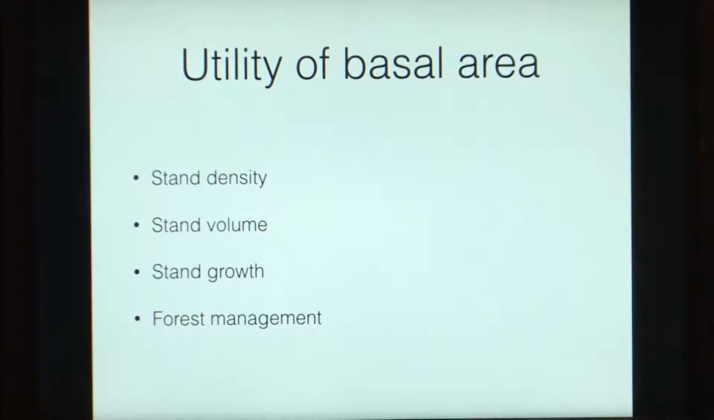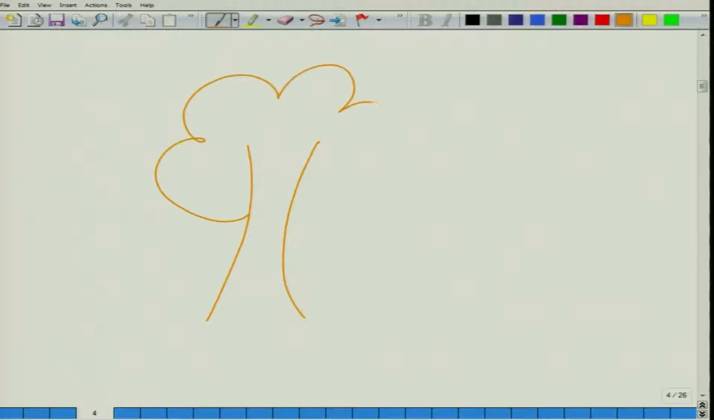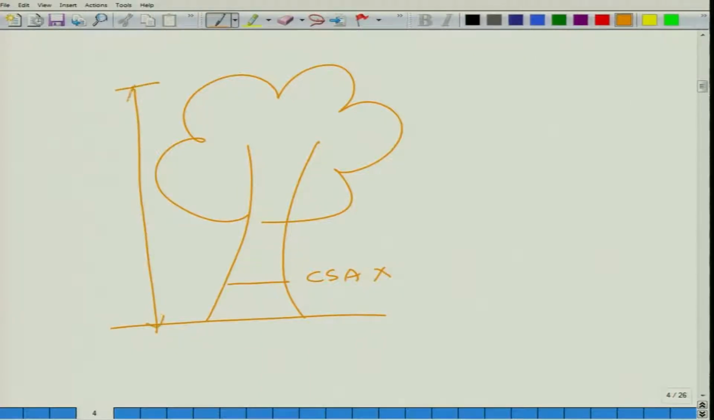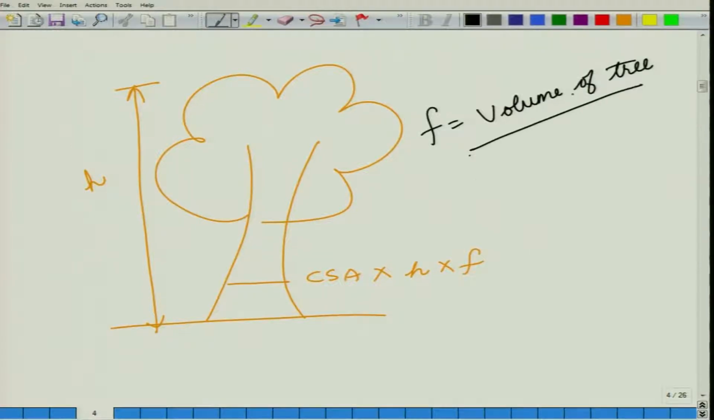So coming back to the slides, basal area can be used to measure the stand density. It can also be used to measure the stand volume. So as we did before, if we consider a tree, we have this cross sectional area. If you multiply it by the height of the tree, so cross sectional area multiplied by height multiplied by the form factor. So form factor, if you remember, F is the volume of tree divided by volume of cylinder.